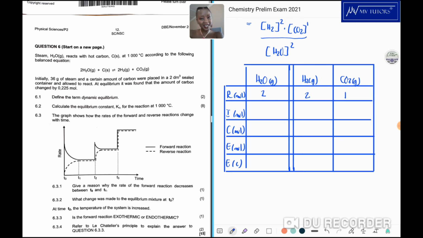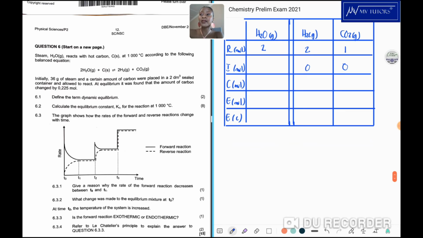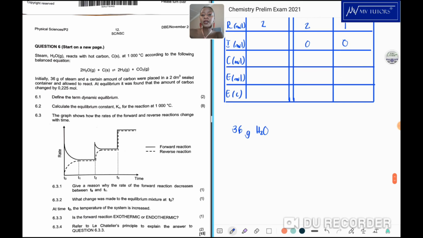So we already know that initially there aren't any products, but we need to calculate initially what we had for steam. And they told us we have 36 grams of steam, okay? And now we need to get the molar mass of steam. So we have 2 atoms of hydrogen, and if you look at your periodic table, hydrogen is just 1, so we have 2 grams per mole.